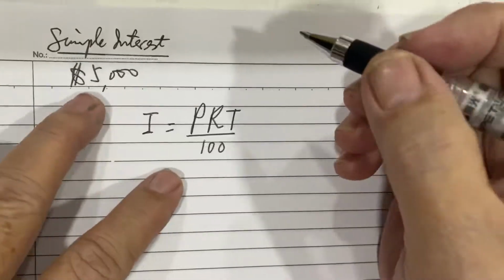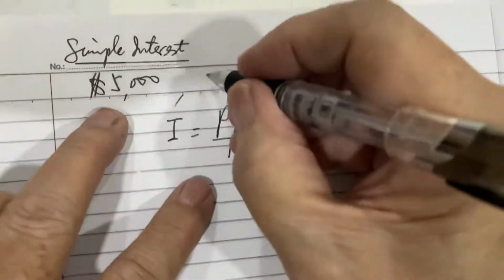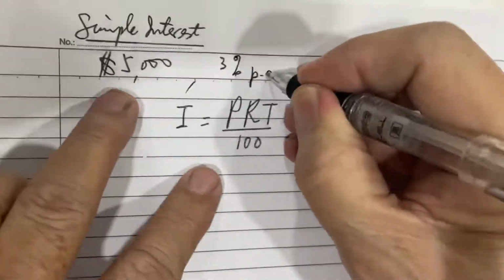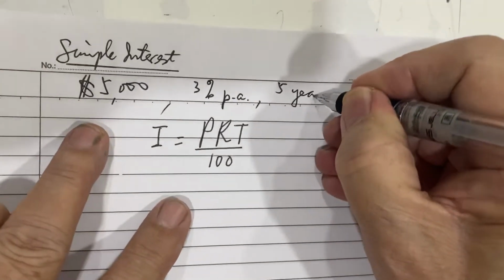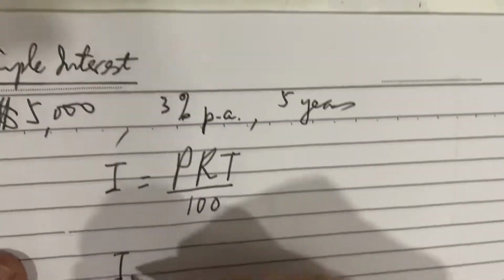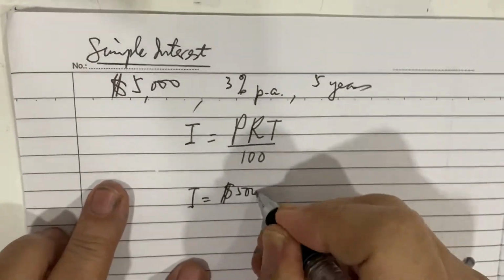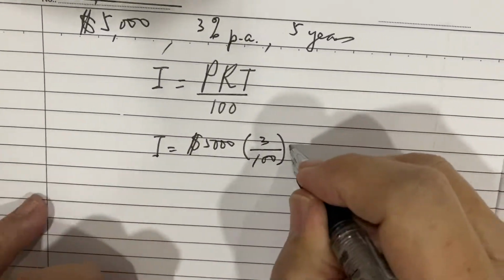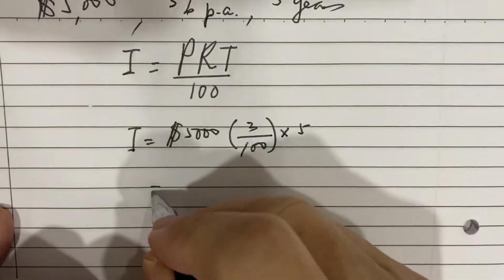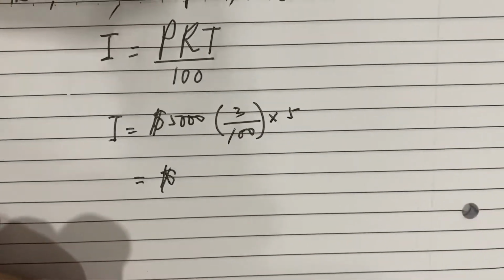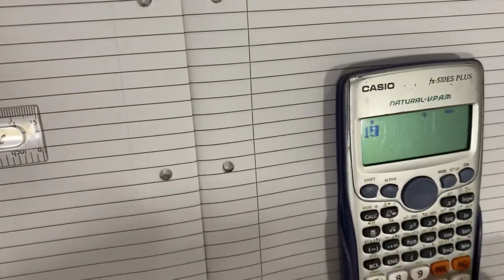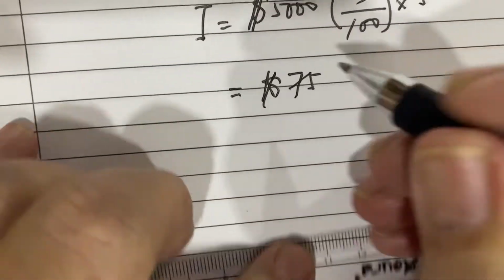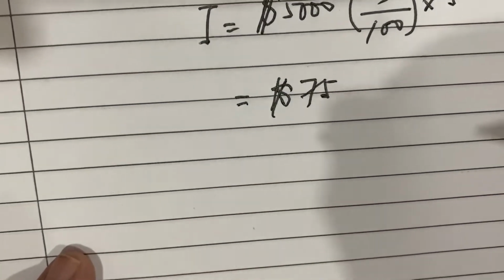For example, if I keep $5,000 with the bank at 3% simple interest per annum, per year, and I keep it for 5 years, then the formula will give me only the interest. For 3%, you can put the 100 here. That means 3%. That's easier to think about. Mental calculation can also give you this: it's a very small sum of $75.